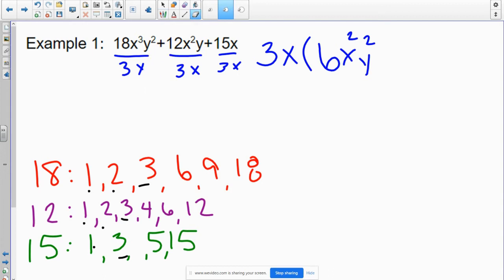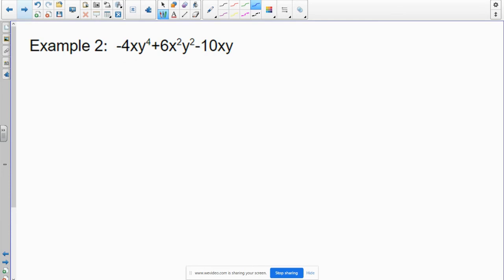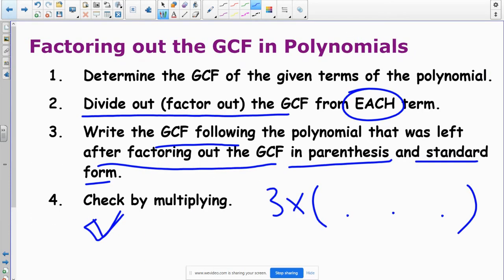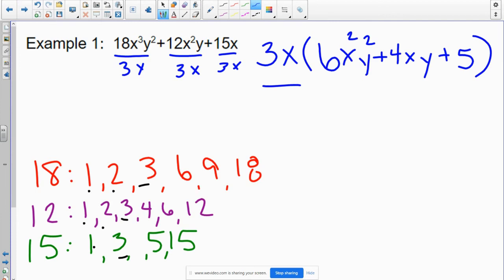Okay, the next one here, 12 divided by 3 is 4. Then we have x to the second divided by 1x, leaves us with one little x. And then, of course, the y is just hanging out. And the last one, 15 divided by 3 is 5. And x divided by x, well, 1 minus 1 is 0, so we're out. Okay, and I actually did that third step as we did that. So we wrote the greatest common factor first, followed by the polynomial that was left in standard form. So this one had the highest exponent down to the least.